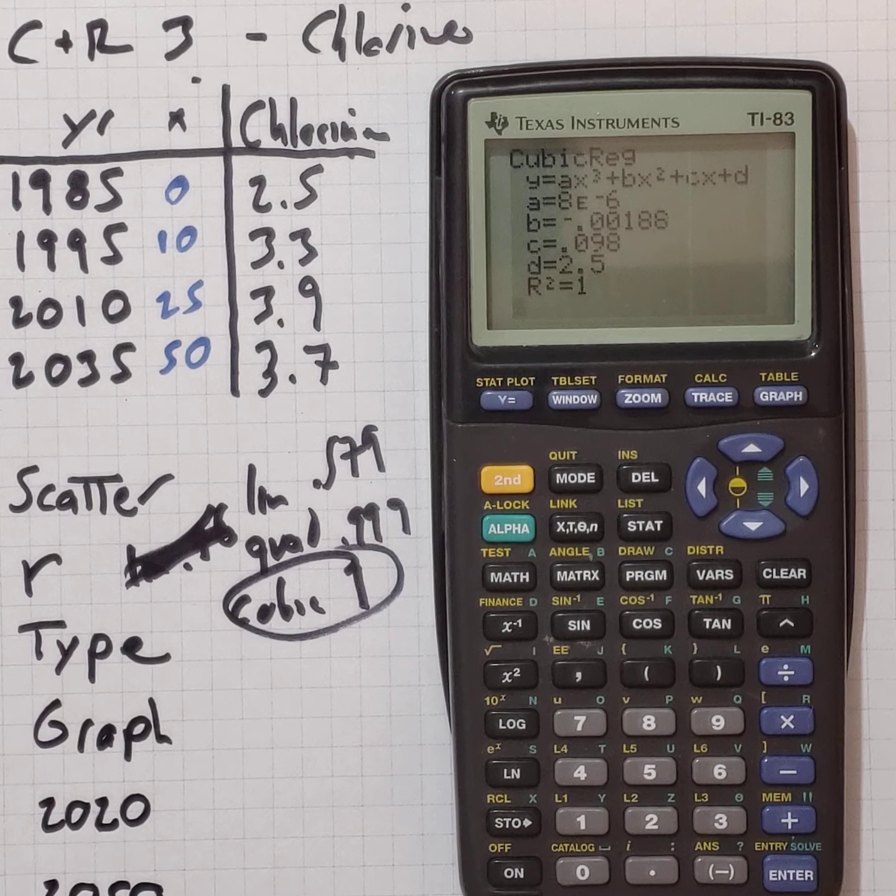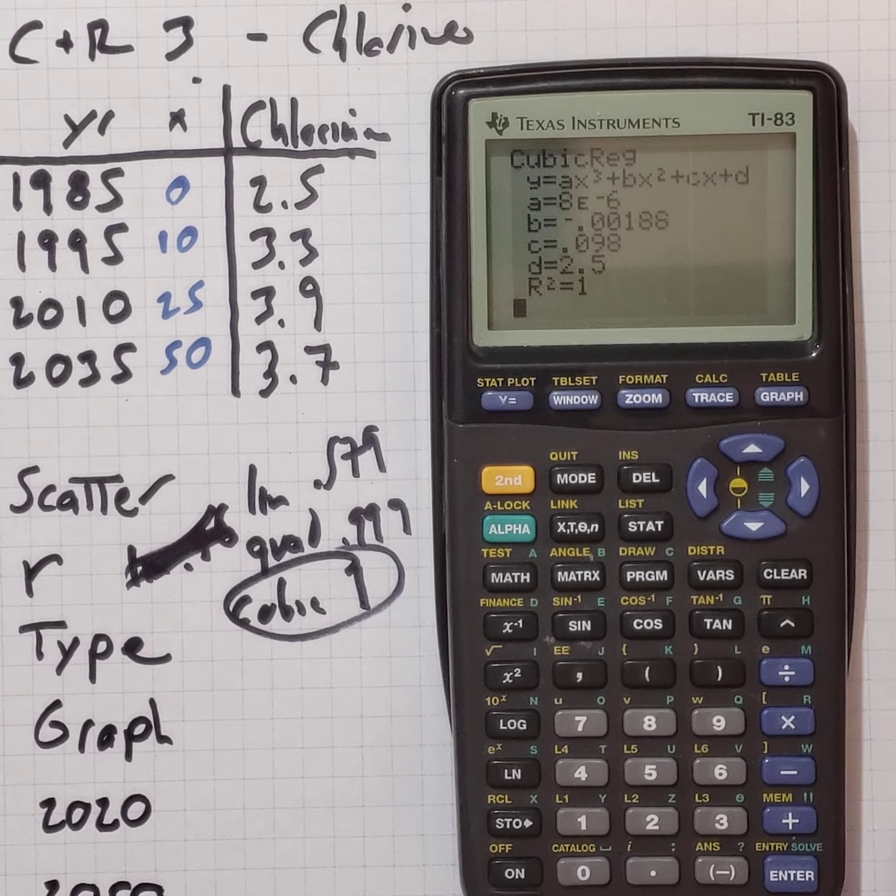Now, I'll let you in on a little secret. That's kind of a bunch of BS, because if you take pretty much any 4 points and you do a cubic regression, it's always going to give you an R squared of 1. Just nature of the beast. But that's what you're supposed to do here, is try the different types, see which one has the biggest R squared. That's the one you want to use.